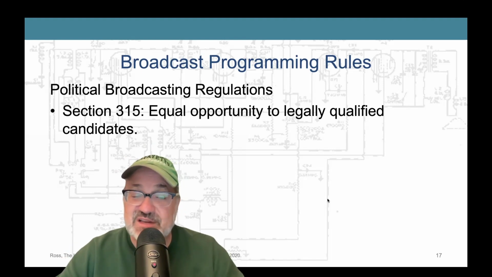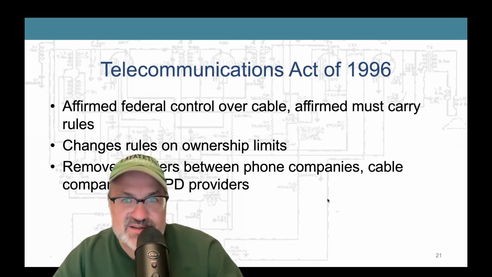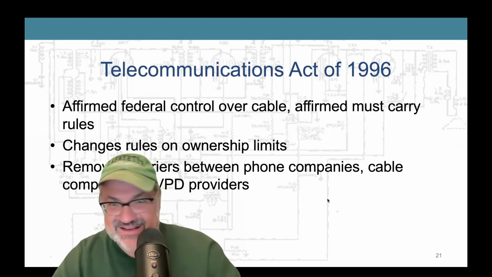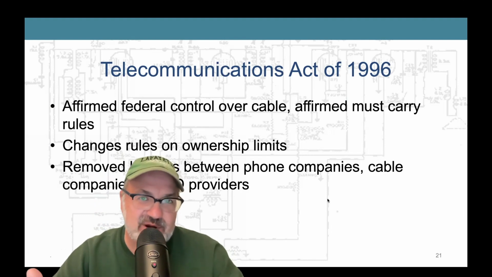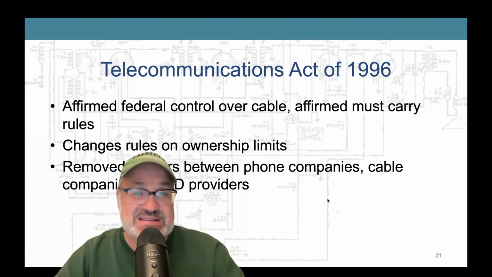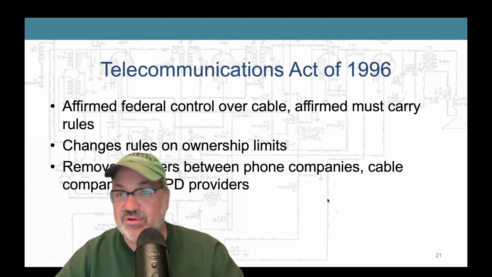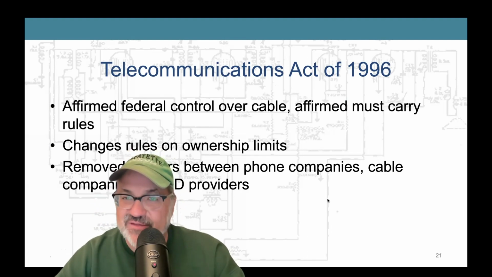But you should be aware of Section 315, the Telecommunications Act of 1996. It updated a lot of the rules that had already been in place, but also now tried to deal with all these new forms of technology that were coming out, including cable television, which had not existed prior.